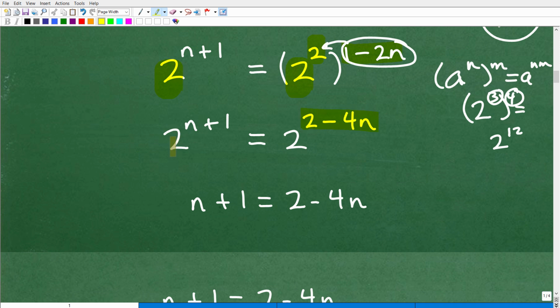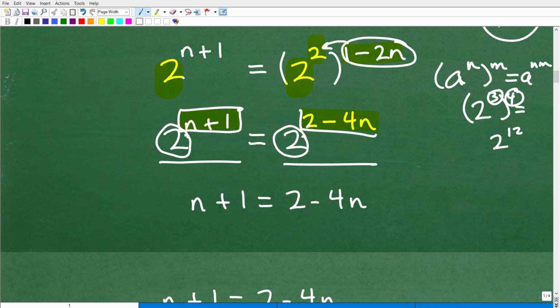Okay, so now we have 2 to the n plus 1 is equal to 2 to the 2 minus 4n. Excuse me if I misspoke. But you can see here that we have the same base. Okay, so if the bases are the same, and we're making a mathematical statement here, we're saying that this is equal to this. Well, if we have the same bases, the only way that can happen is if the exponents are the same. So if this is the same as this and we're equal, then these exponents must be the same, and that is going to be the key to solving this problem.